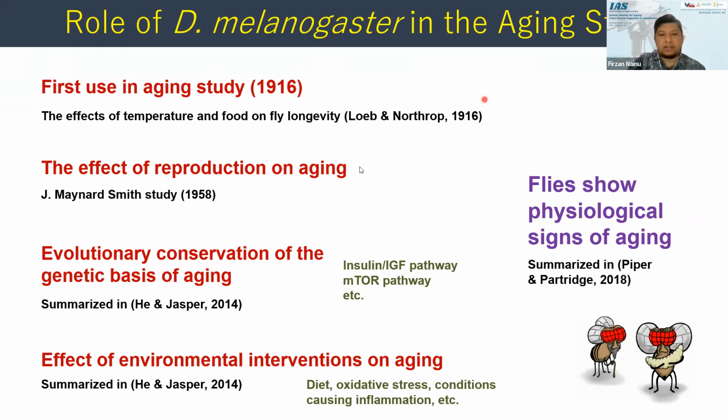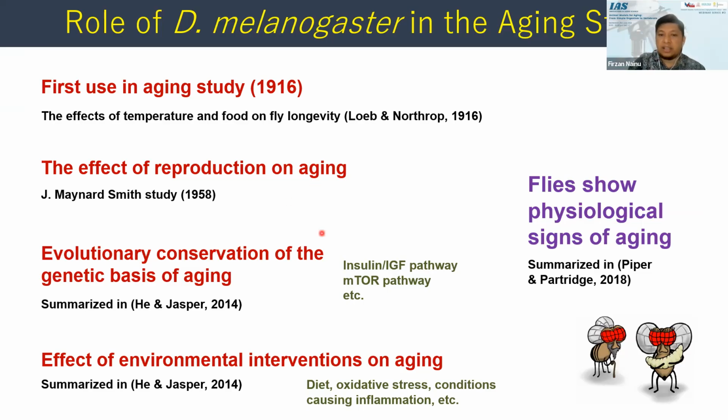And also, Drosophila researchers try to examine what kind of genetic basis there is for aging. And then they actually found that many of the genes play a role in aging. So this is really a multi-gene scheme. And many of the pathways that have been presented are also available in mammals, including humans.